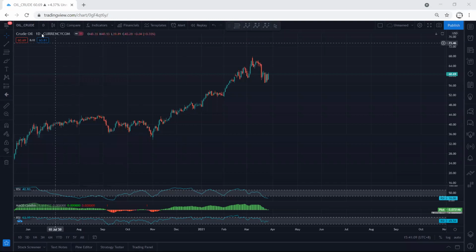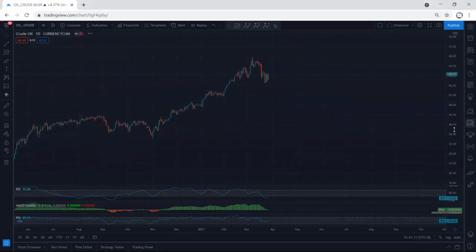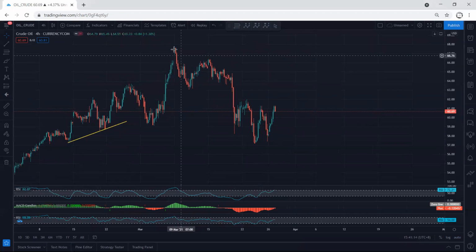Okay, based on the daily chart, I have nothing. So in this case, we move to the four-hour chart. As you can see, based on the four-hour chart, this is what we're looking for. We're looking for this consolidation. And mostly for the next week, I will be more interested in the down move. I'm looking for the sell if I get any trade setup.